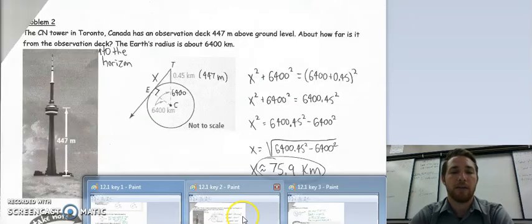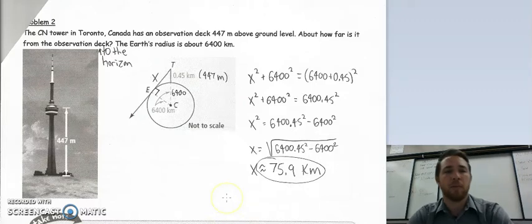So looking onto that second page, and again, feel free to pause and rewind if necessary.